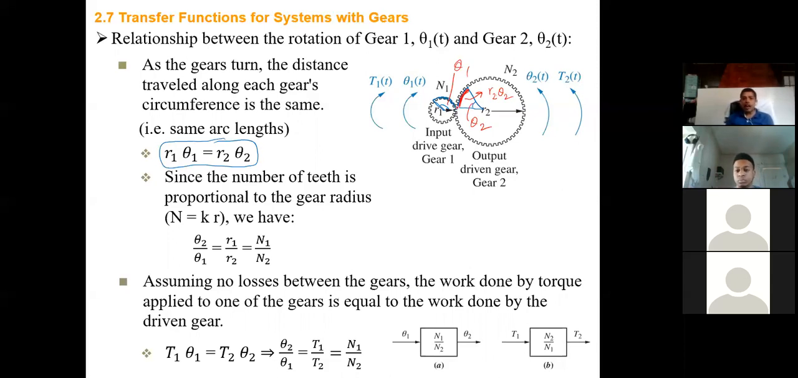Can I write this guy as R1 theta 1? I'm talking about arc length. Can I write this as R1 theta 1 and this one as R2 theta 2? So the arc length is what you're saying? Yeah, this is the arc length, right? This arc length is R1 times theta 1. This arc length is R2 times theta 2.